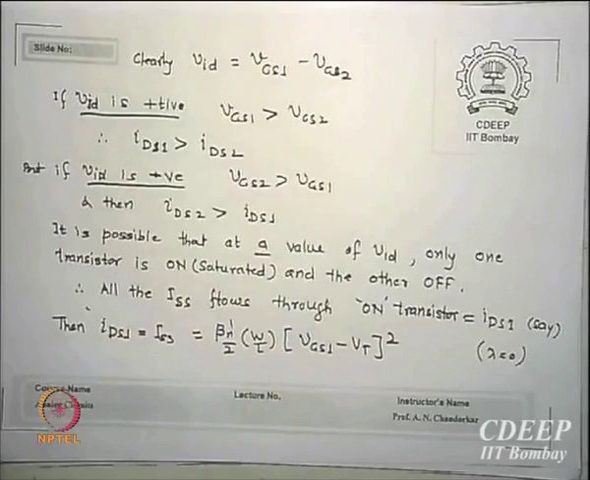Whichever has the larger VGS will draw more current. The current goes as VGS minus VT, squared. So whichever has larger VGS will pull more current. Whichever has a smaller VGS will pull less current.